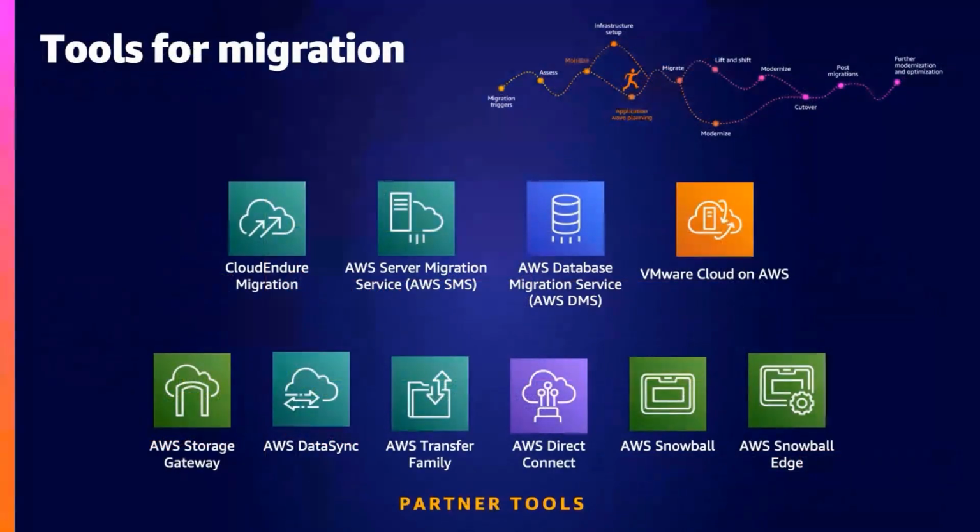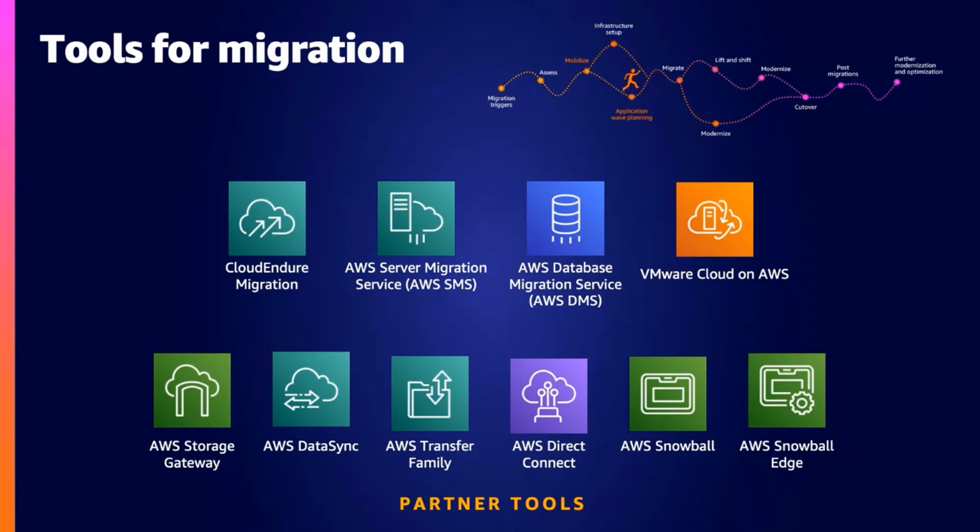When it comes to tooling, choosing the right tool to migrate also determines your migration speed and success. There are different categories of tools. In terms of server migration, there are tools such as CloudEndure, Application Migration Service, Server Migration Service, and VMware on AWS. The second category is database migration tools, such as AWS Database Migration Service, DMS, or the Schema Conversion Tool, SCT.